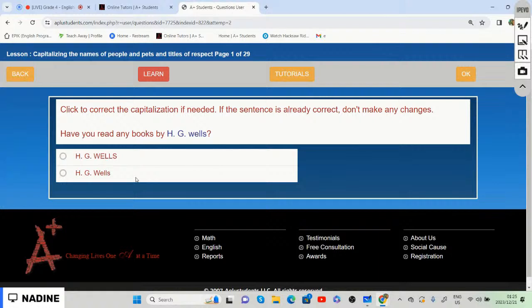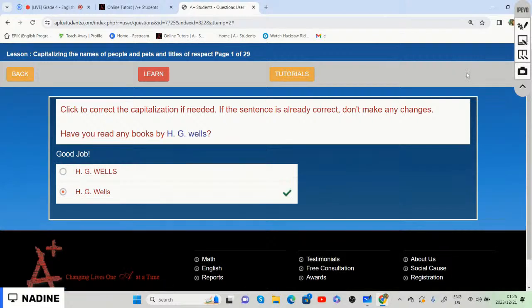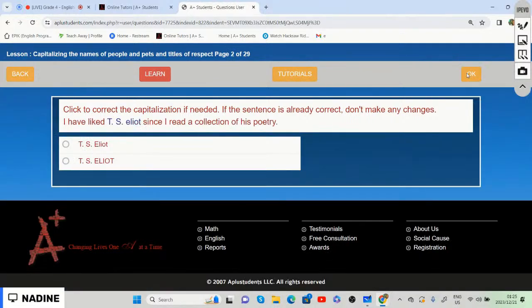All right, then if we choose the correct capitalization, we're going to choose the second option, which is H.G., that is his initials, as well as the surname, which is Wells. The only thing we capitalize is the first letter of the surname. We don't capitalize everything like the first option. So the second option is correct. Well done.